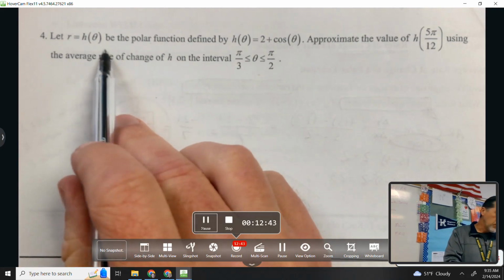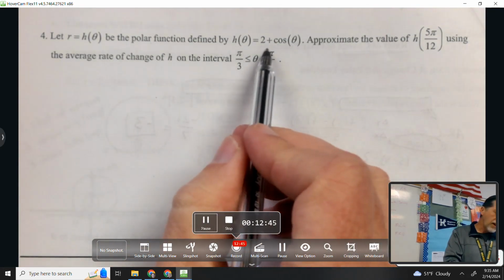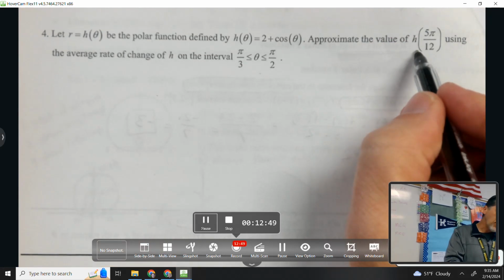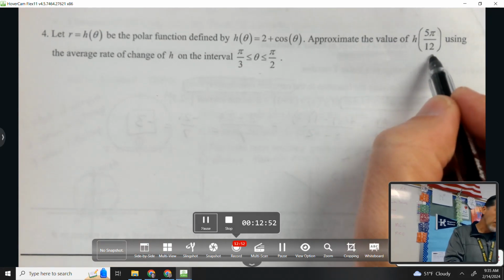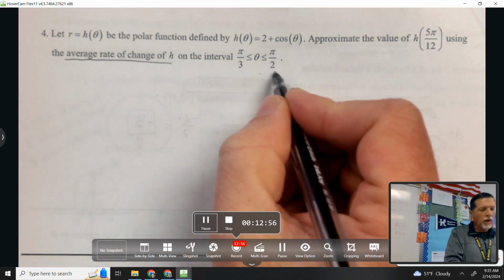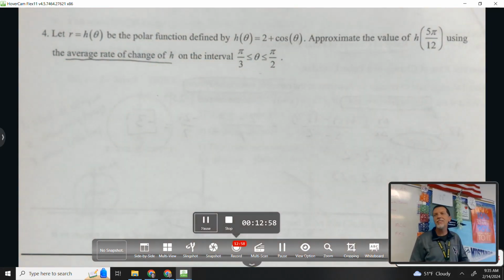Let r equals h of theta be the polar function defined by 2 plus cosine theta. Approximate the value of h of 5 pi over 12 using the average rate of change between pi over 3 and pi over 2. Ooh, this is going to have lots of fractions in it. I have to be super careful here.